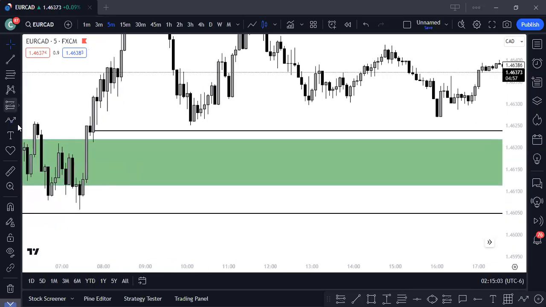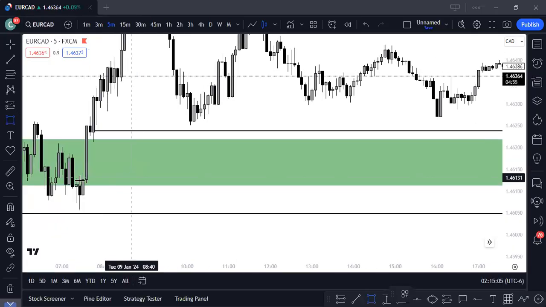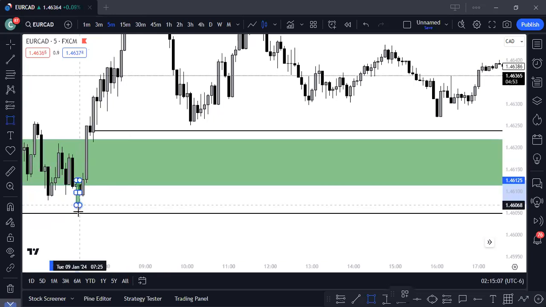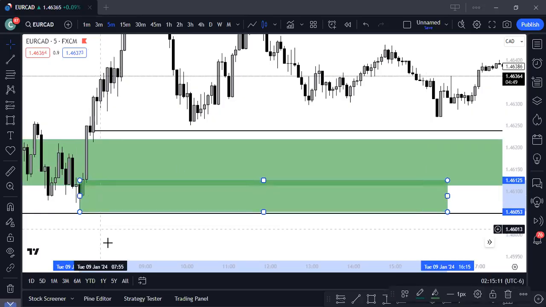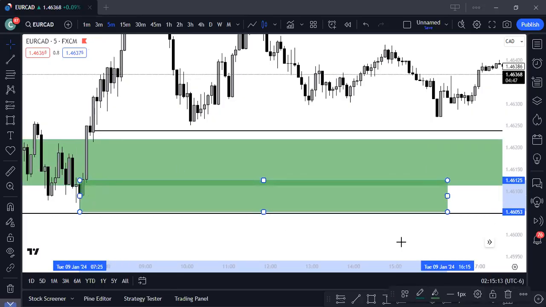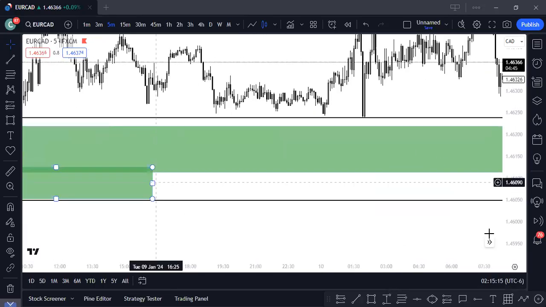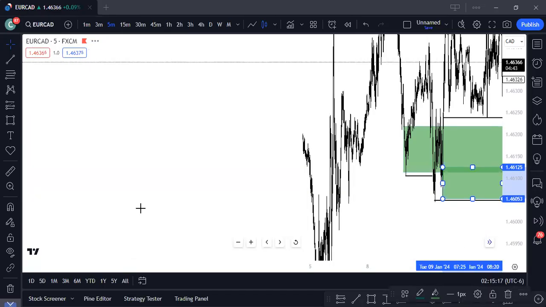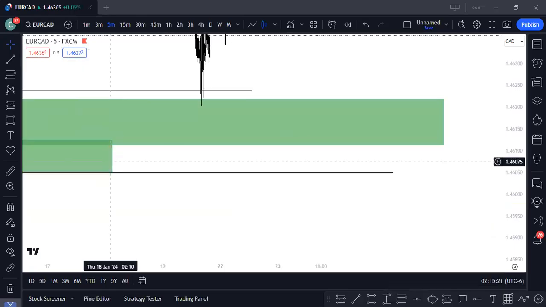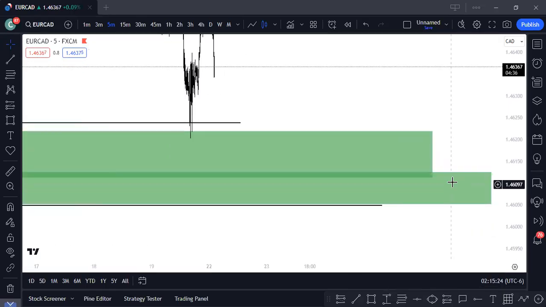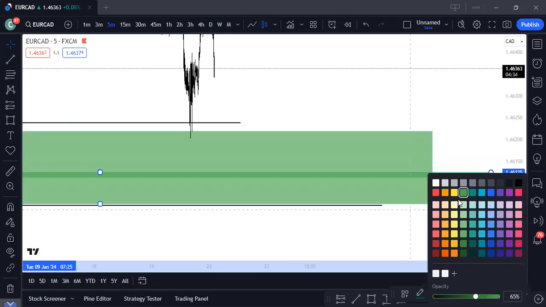Is this on the 5 minutes time frame? My supply and demand levels are always on the 5 minutes time frame, 90% of the time. So what do I do? I mark this out, draw it out to the future. You see, price never came to tap into it.